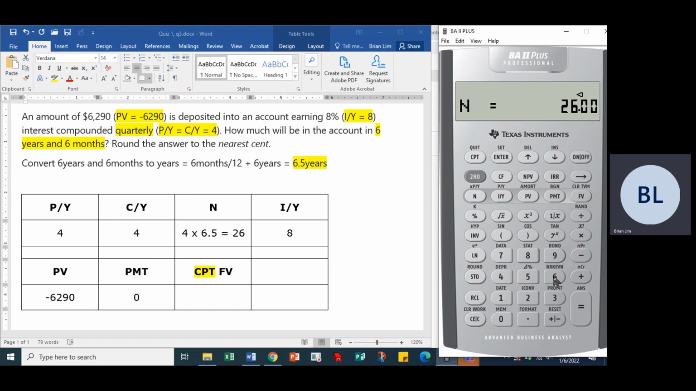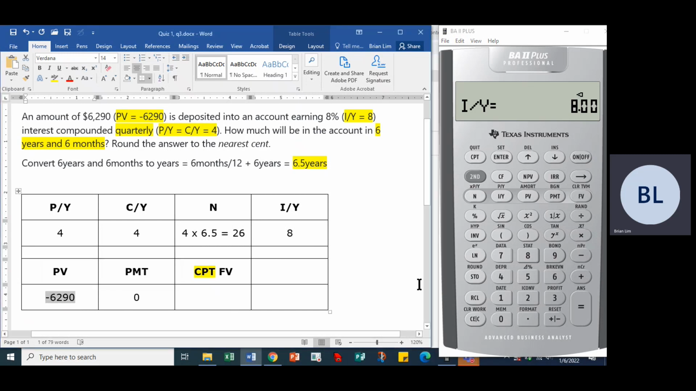So I'll go over that again. 6.5 is the number of years, as you see right up here. Then second N, that multiplied by this 4 right here. And I press N again to enter it, because now N is equal to 26. The value of IY is 8. So we enter 8 and press IY and it's entered. IY is equal to 8.